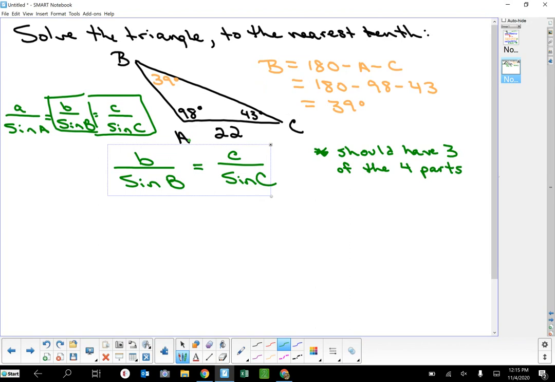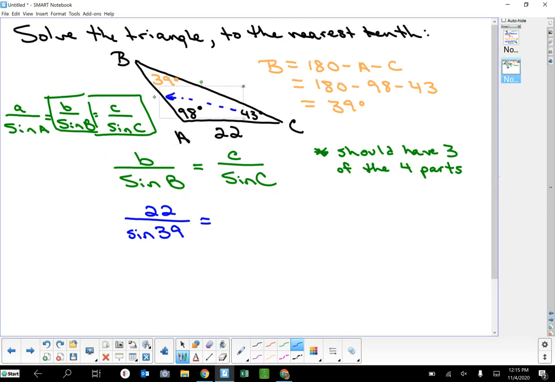If you don't, you need to do something to make sure that that happens. So now we're just going to plug in what we know. Side B is 22 over the sine of B, which is sine of 39. Make sure you put in the word sine. And that's set equal to side C, which we don't know, right?